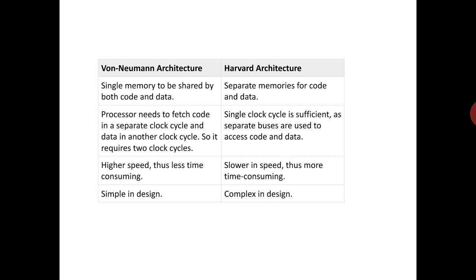You can add one more point about cost. Last difference of von Neumann architecture, simple in design, in this table. So we can also make one more difference: the cost of von Neumann architecture is low, or cheaper than Harvard architecture. Because of the complex design of Harvard architecture, its cost is high.